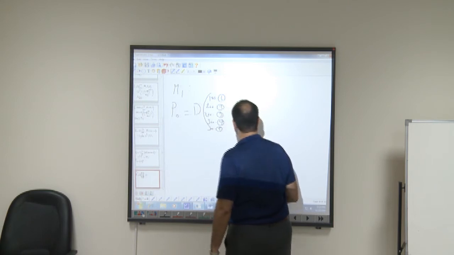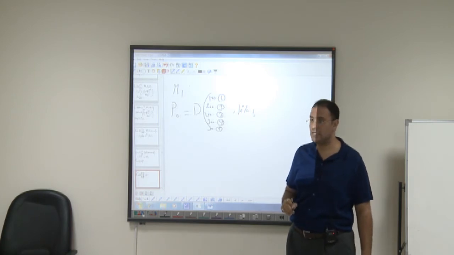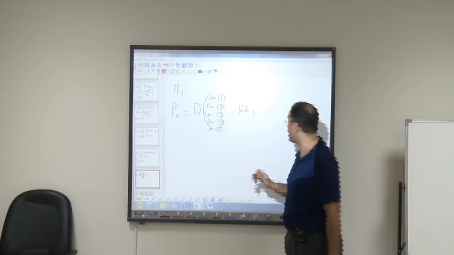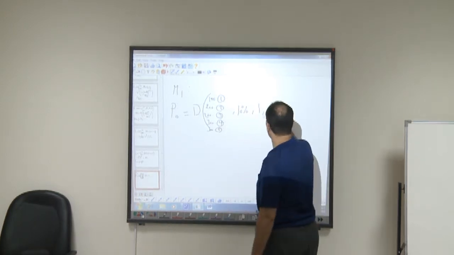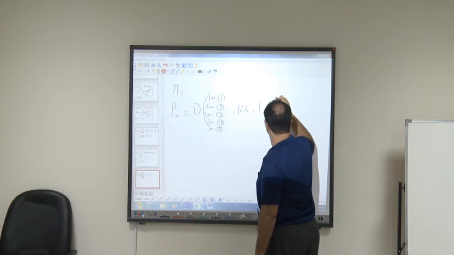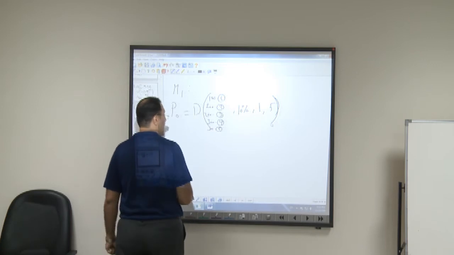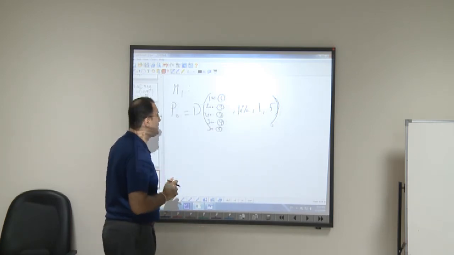M is what? It's annual, so we're talking about annual returns. M is 1, and N is how much? N is 5, of course. So how are we going to be solving it? First we have to do what?